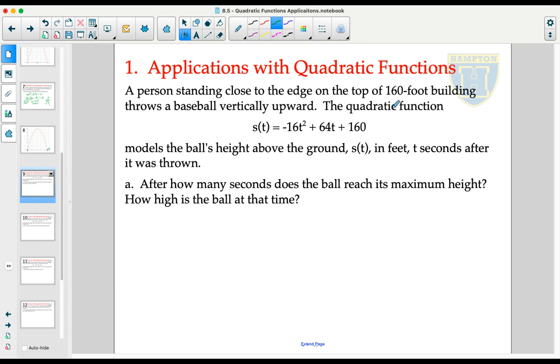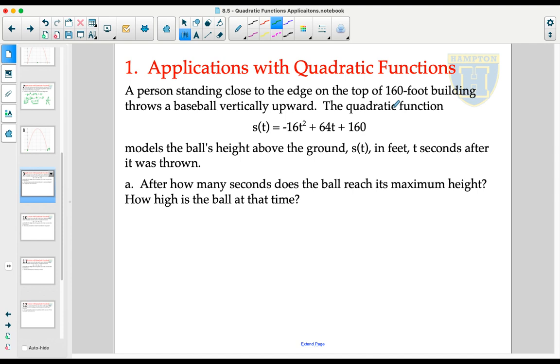In this example, we are just going to work with algebraic techniques in order to do the kind of analysis that would be expected for a quadratic function in an application setting. So here we have a person standing close to the edge on the top of a 160-foot building, who throws a baseball vertically upward. So you can assume that the baseball from the edge of the building is being thrown straight up and then coming straight back down.